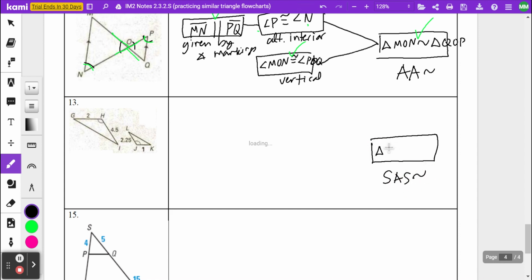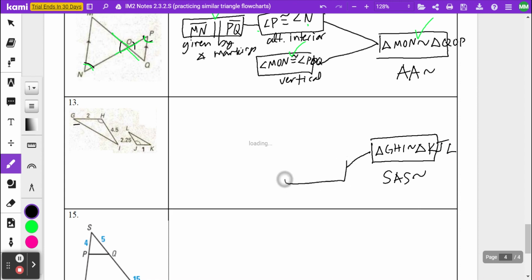For triangle GHI to be similar to triangle, okay, do I need to start with K or L? I need to start with K because K is the vertex that attaches to the shorter side in this angle, and G is the vertex that attaches to the shorter side in the other triangle. And those have to align. So I have K, and then my congruent angle J, and then the last letter L.